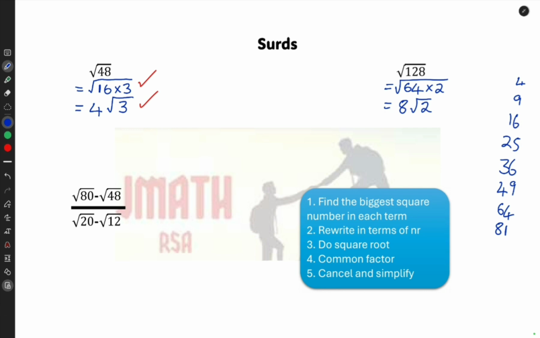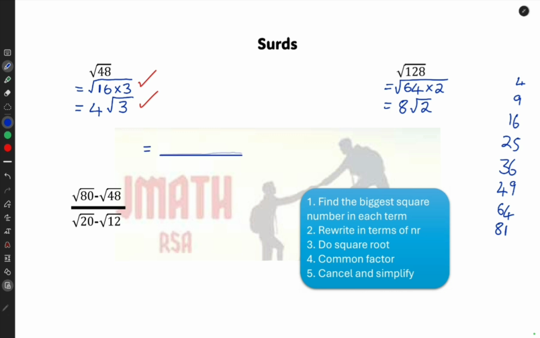Now we get to sums where they combine 3 or 4 surds into one equation. Let's look at the steps you're going to follow. So you're going to rewrite each one of those 4, just like I just showed you, and then you are going to simplify it, and then you're going to look for a common factor, take it out, and then cancel and simplify. So let's look at how we would do this sum. So I'm just going to do it up there.